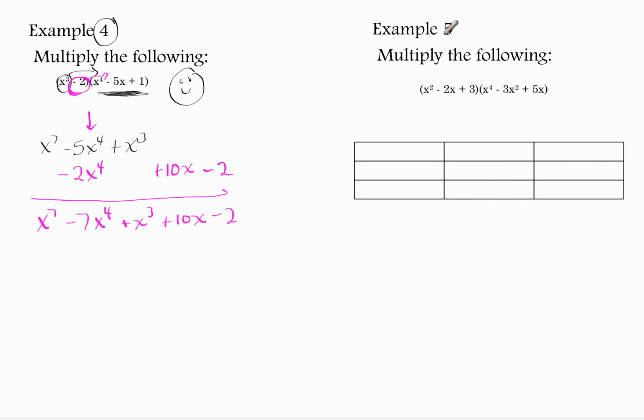For this example 5, I got a trinomial times a trinomial. So I'm going to use a table here. It's going to keep things quicker and simpler. X squared minus 2x and 3. There, I wrote that first polynomial as a row. I'll write this next polynomial in the columns.